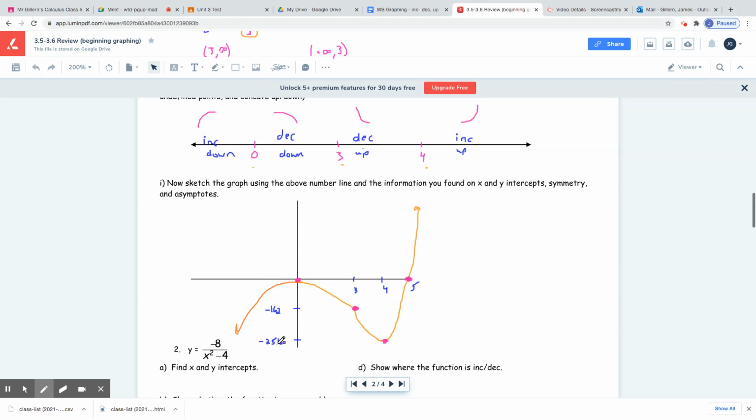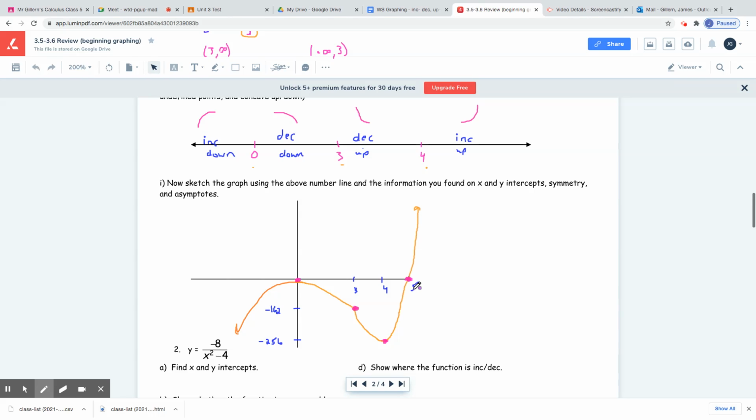Notice, see how I just labeled it, negative 256, negative 162, roughly somewhere between. Obviously, we're not going to put a whole bunch of slash marks for that. And then we just play dot to dot, right? Making sure the curve matches what it says in this number line above. So increasing and down, that looks like that. Then it goes decreasing and down. Point of inflection, it changes to decreasing and up. And then it goes increasing and up. Not the best line, but you guys get the idea.